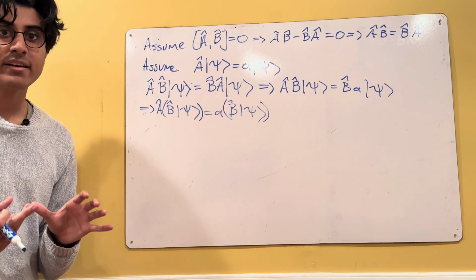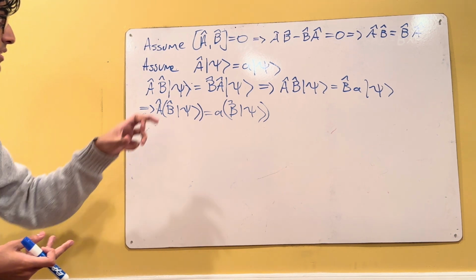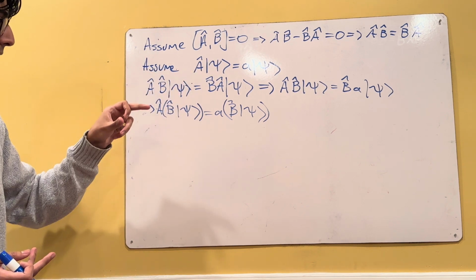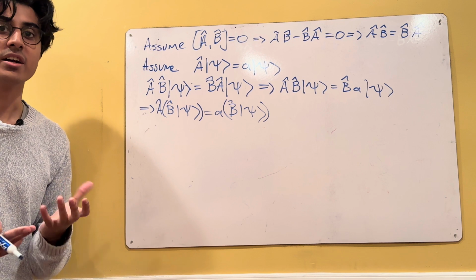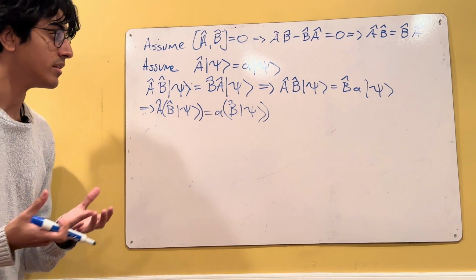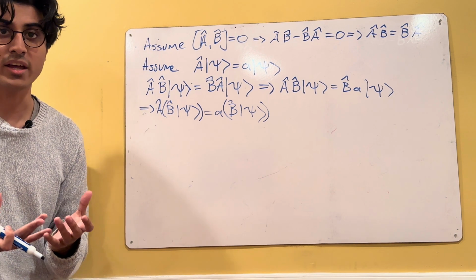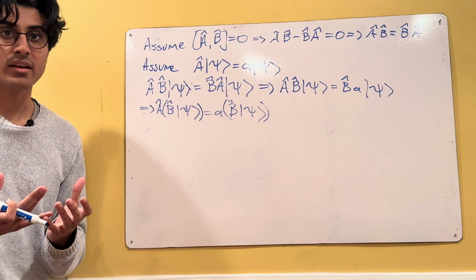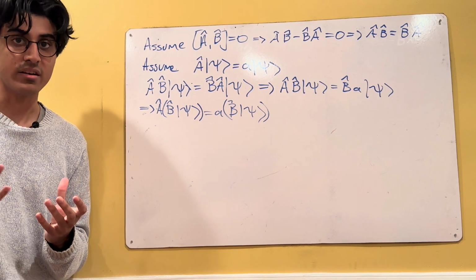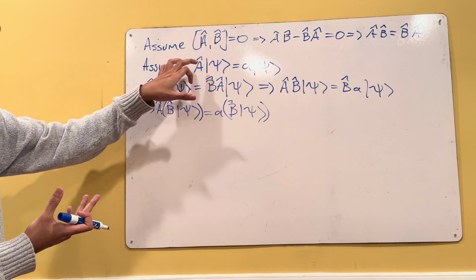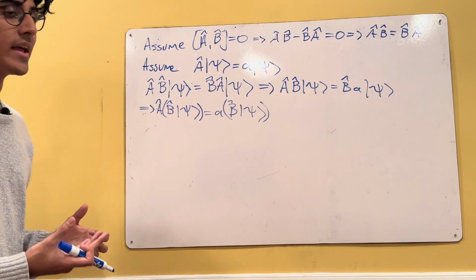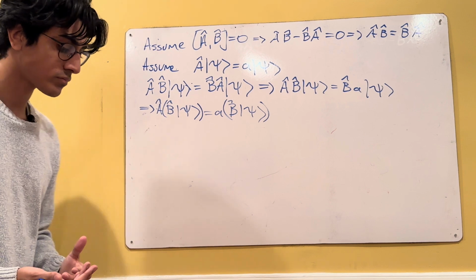So any eigenvector of A is also an eigenvector of B. This tells us that they share an eigenbasis set. This is very useful to understand. It's going to help us explain uncertainty. It can also be shown that if the operators don't commute, then they don't share an eigenbasis set.